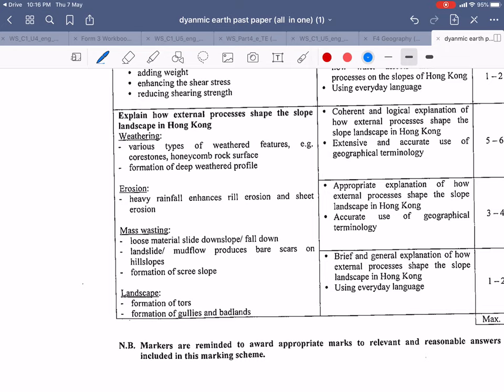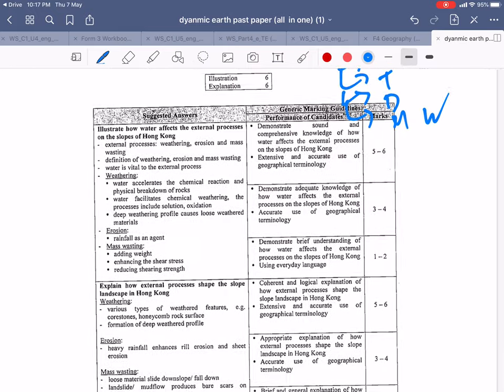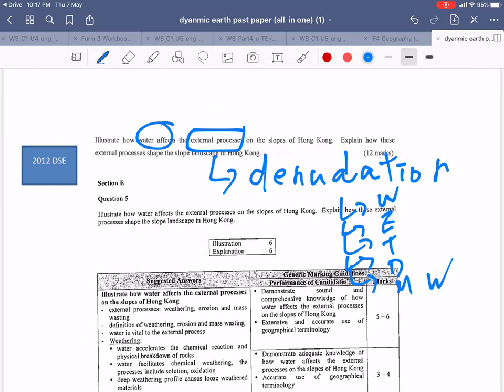Erosion may cause a little badland in Castle Peak. Mass wasting, a lot of slopes, and we have to do the cut slope as well. Landslide, landscape, and also gullies and badland. This one is quite good to read. Most of the dynamic earth essays are not that bad.